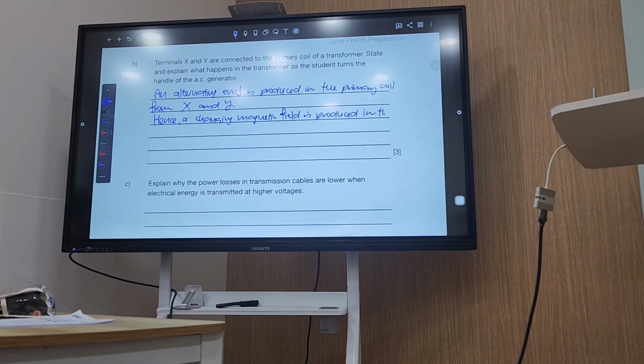in the transformer, which produces a changing magnetic flux linkage in the secondary coil.